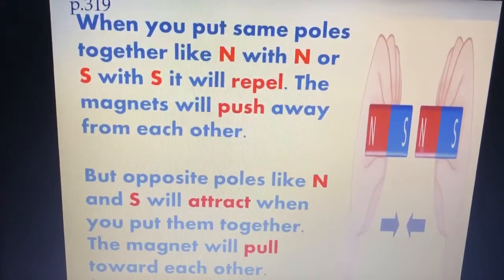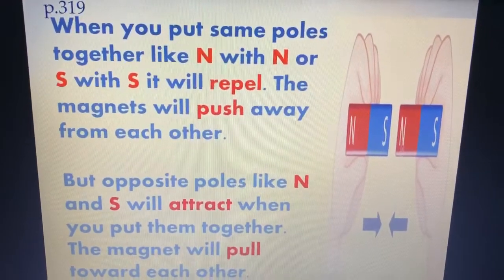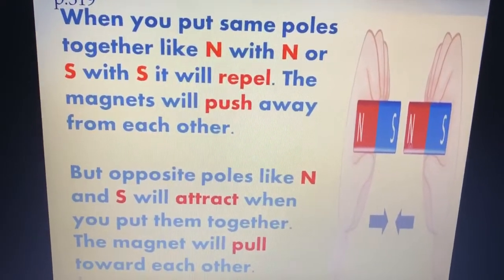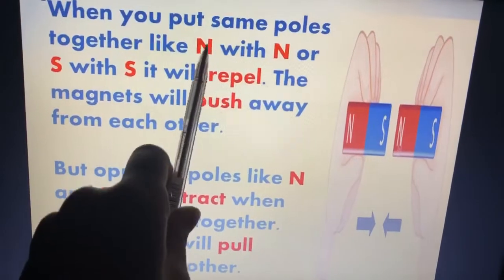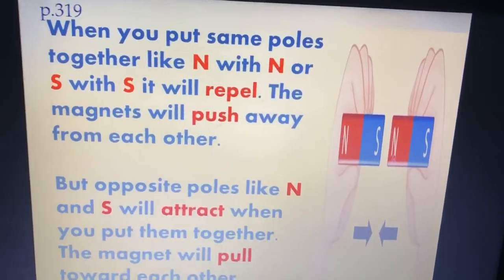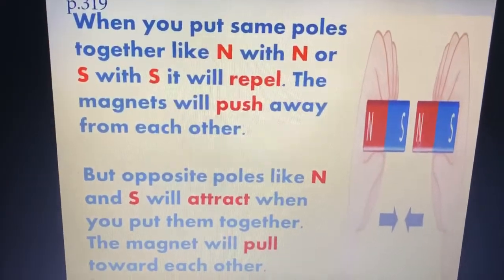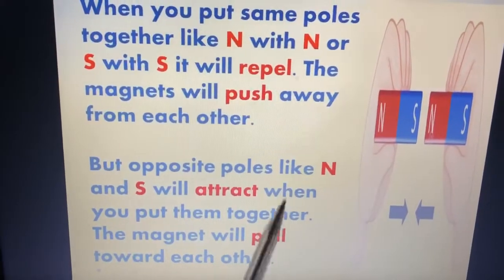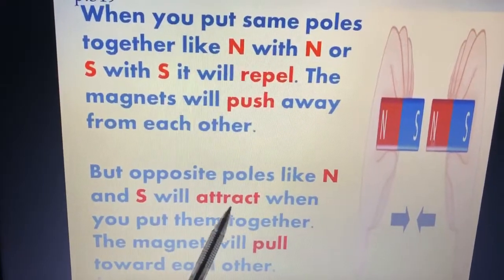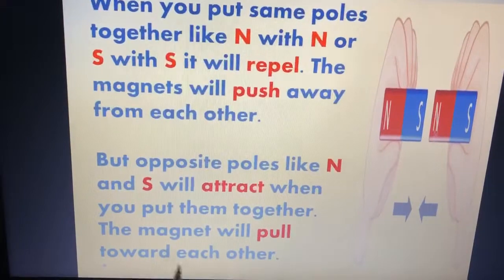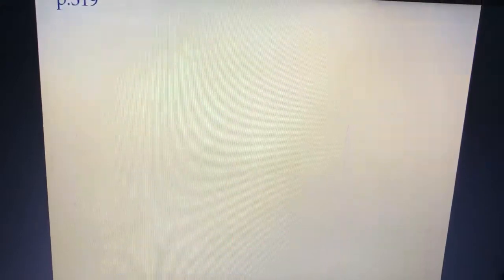Okay, when you put same poles together, like N, which is North, with N, or S, which is South, with S, it will repel. Do you remember the meaning of repel? I told you it is push. So when you put same poles together, they will repel. They will push away from each other. But if you put opposite poles together, like N North with S South, it will attract. Attract means pull toward each other.